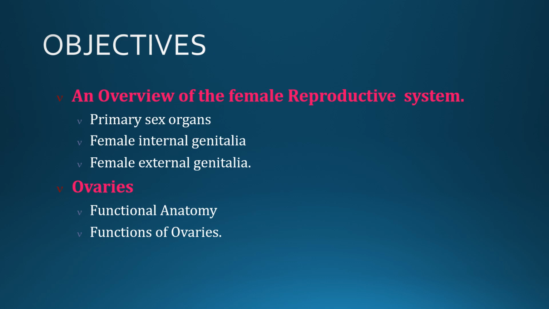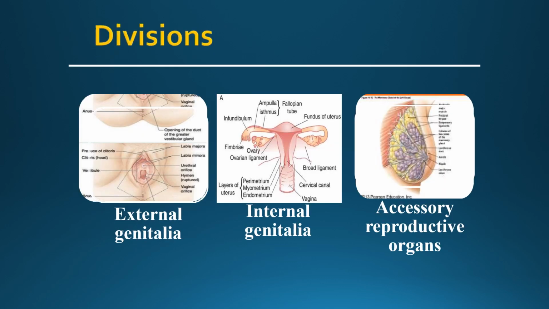So the topics we will cover under these objectives: an overview of the female reproductive system, and we look into the primary sex organs, the female internal genitalia and the female external genitalia, and the ovaries. The main primary sex organs are the ovaries, their functional anatomy and the functions of ovaries. We will cover these topics: the divisions of the female reproductive tract.